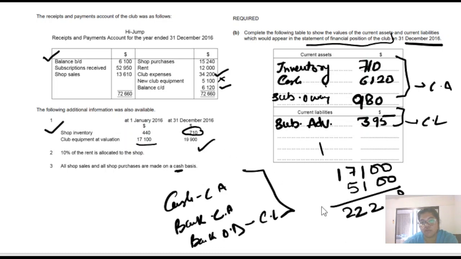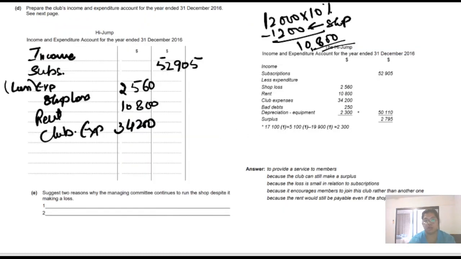And then the closing value is 19,900. That is 2,300. So 2300 is your depreciation, which we are going to record in our income and expenditure account. So okay, write down the depreciation 2300 here.